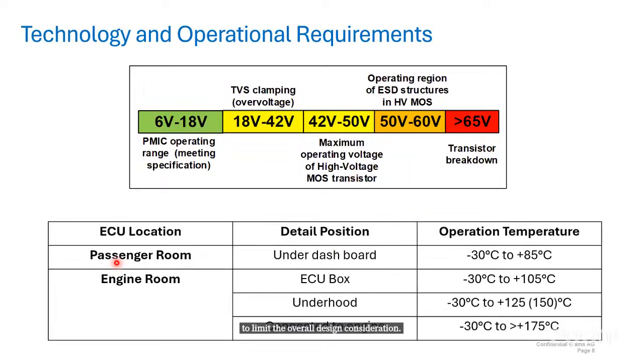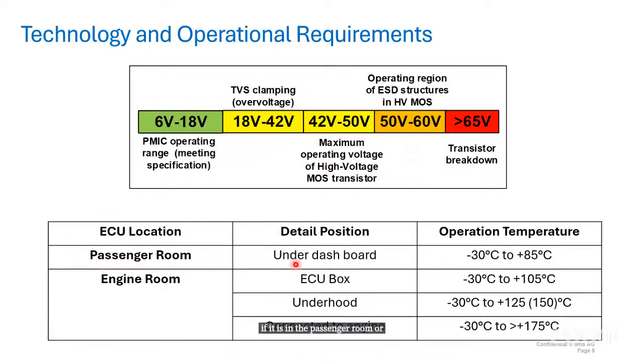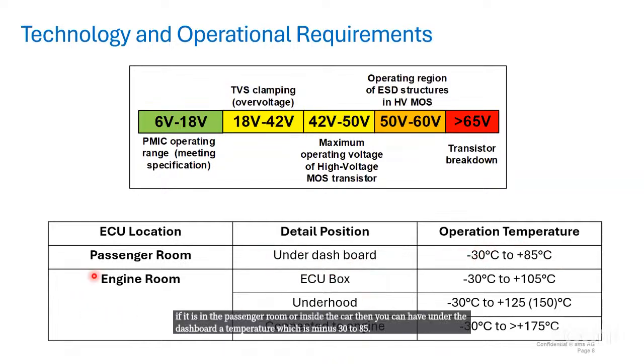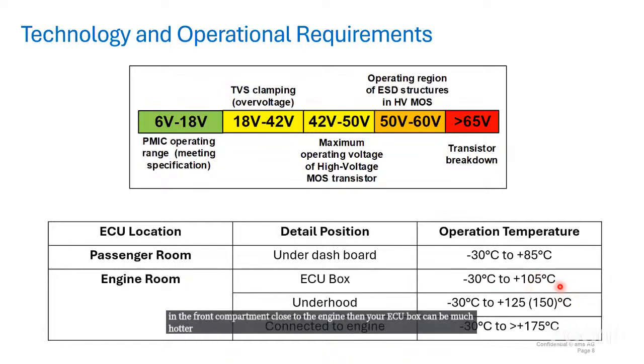And you can also see that it depends on where the ECU is located. ECU means electronic control unit, or where this DC-DC converter is located. If it is in the passenger room, inside the car under the dashboard, the temperature is minus 30 to 85. But if it is in the front compartment close to the engine, then your ECU box can be much hotter, all the way to 105. Under the hood, this can go to 125.